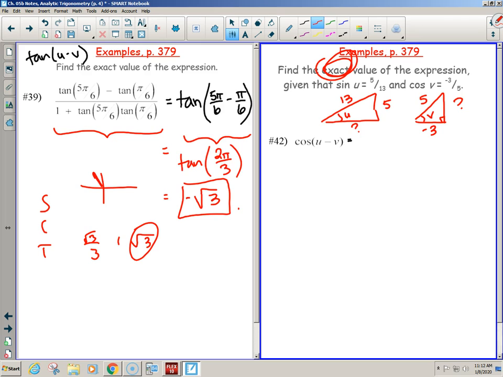So Alec had a great idea. Who's U? Who's V? Plug it in. The problem is, do we know U's angle measure? No. Do we know V's angle measure? No. All we know is its sine ratio, opposite over hypotenuse, and its cosine ratio, adjacent over hypotenuse. So I can't go plugging in U and V.